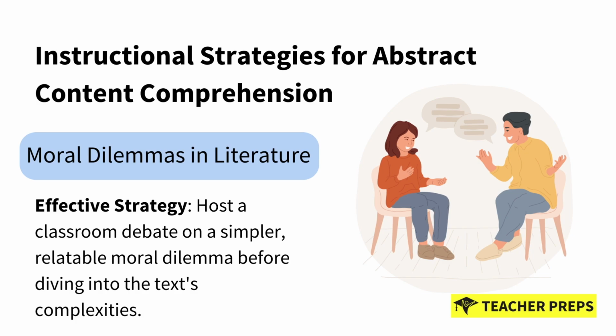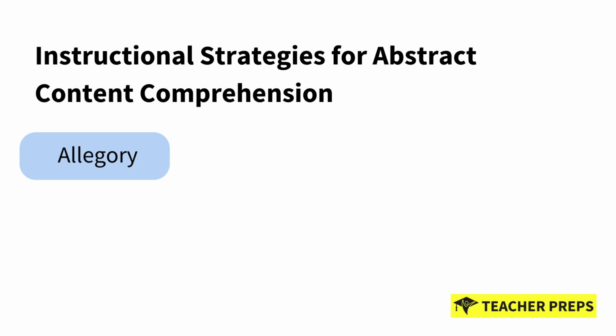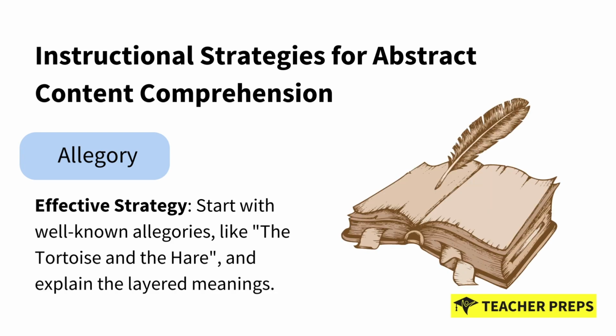the text's complexities. Then, if on your exam you're presented with an abstract concept question regarding allegory, remember, which is a story, poem, or picture that can be interpreted to reveal a hidden meaning, typically a moral or a political one. Look for an answer that provides insight to other well-known allegories, like the tortoise and the hare, and explains the layered meanings to help the students understand this concept.